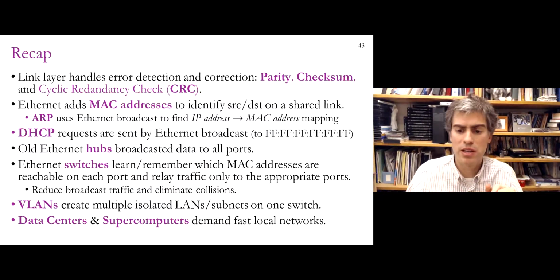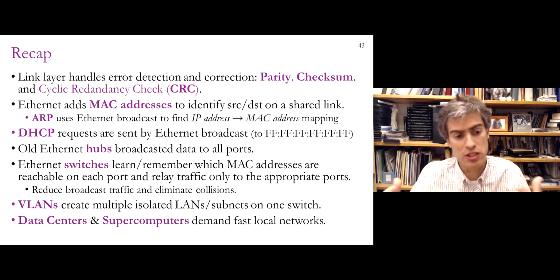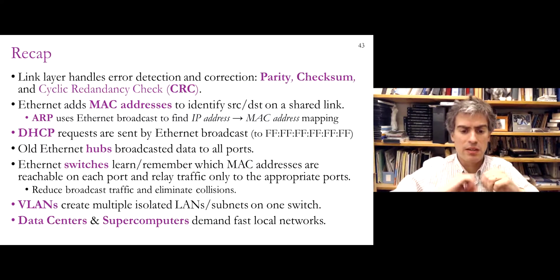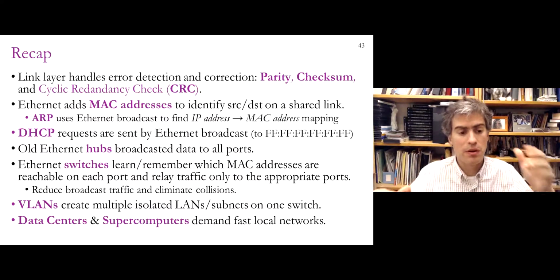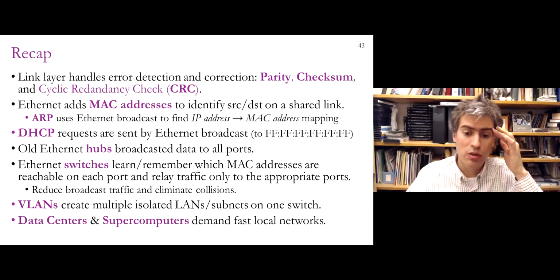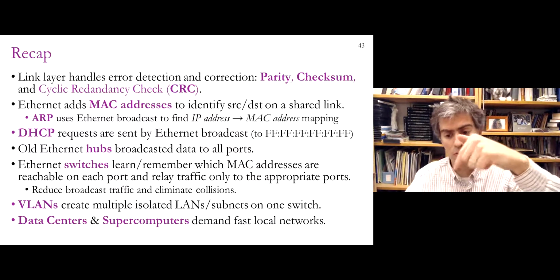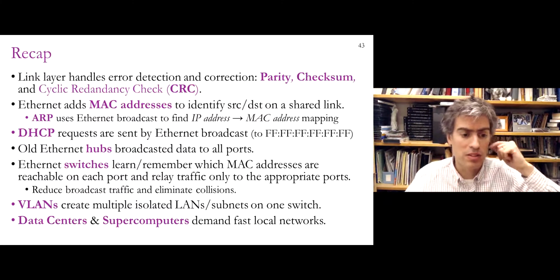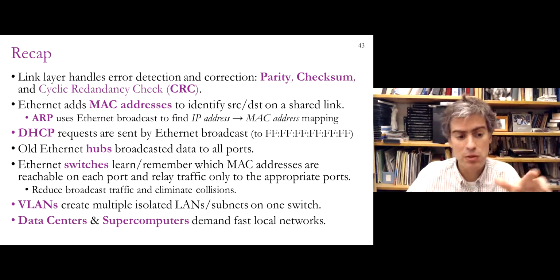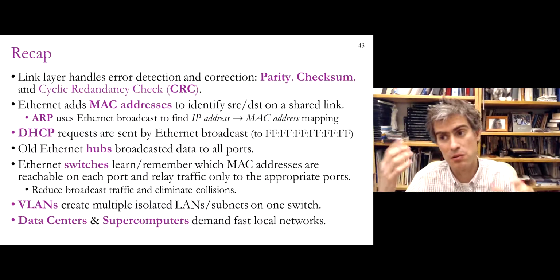DHCP also uses Ethernet broadcasts to give clients their IP configuration, IP addresses, and so on. And we talked a little bit about switches and how they evolved. So in the old days, Ethernet hubs broadcasted all the data that was received on any port to all the other ports. Those evolved into switches that learned and remembered which specific ports are connected to what MAC addresses, so that received data could be stored and forwarded to just the correct output port, which is kind of similar to what a router does, but simpler. So we call this a layer 2 switch, and we call routers sometimes layer 3 switches.